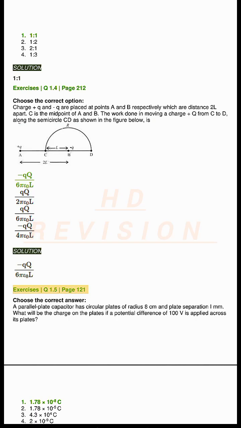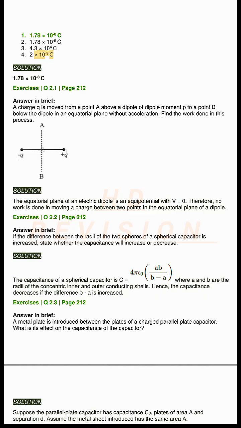Exercises Q1.5, page 212. Choose the correct answer. A parallel plate capacitor has circular plates of radius 8 cm and plate separation 1 mm. What will be the charge on the plates if a potential difference of 100 V is applied across its plates? 1. 1.78 times 10 to the power minus 8 C. 2. 1.78 times 10 to the power minus 5 C. 3. 4.3 times 10 to the power 4 C. 4. 2 times 10 to the power minus 9 C. Solution. 1.78 times 10 to the power minus 8 C.